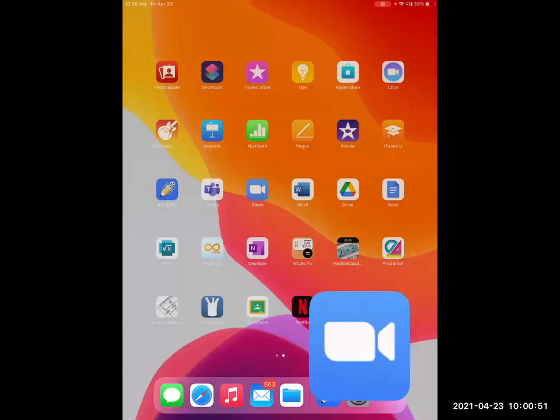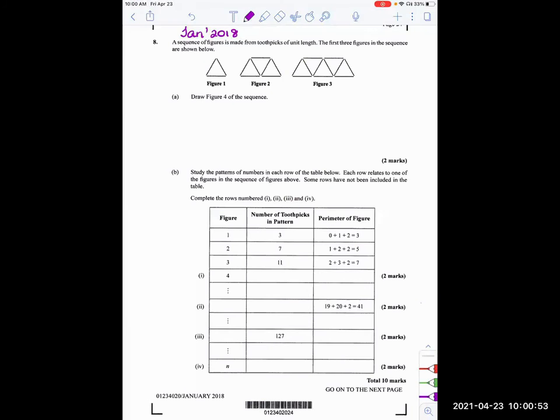All right, so we want to start off with January 2018. So I will read while you follow. A sequence of figures is made up from toothpicks of unit length. The first 3 figures in the sequence are shown below. So figure 1 is made up of 3 toothpicks, figure 2 made up of 7, and figure 3 of 11. Draw the 4th figure in the sequence. So you will redraw figure 3.